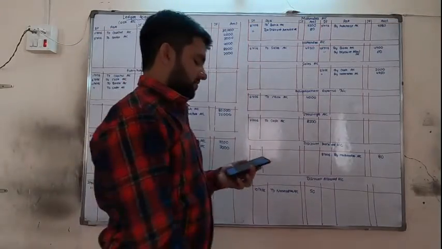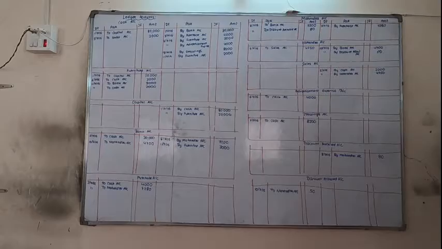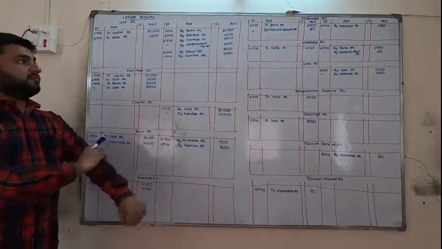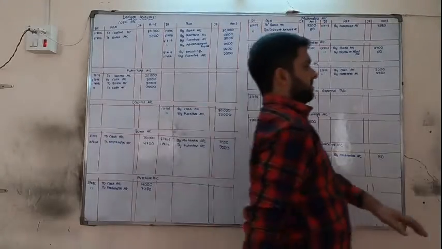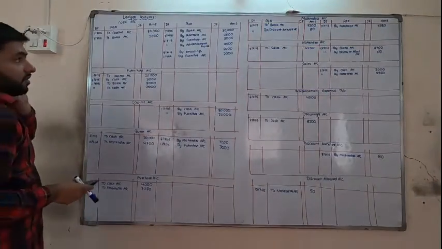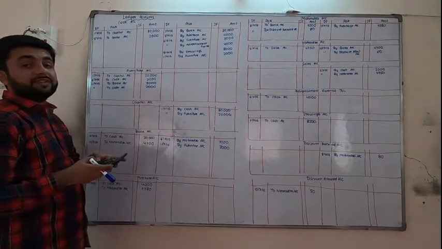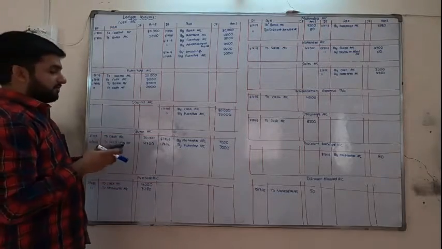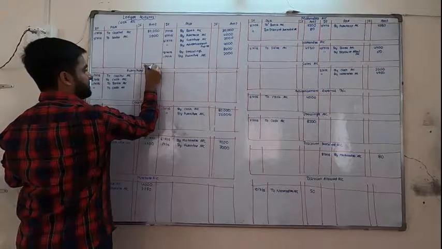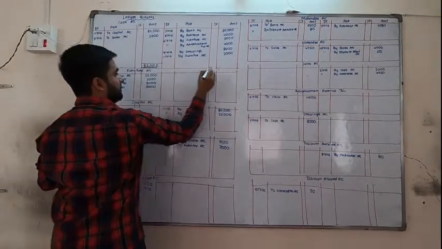Now all the entries are over. Now see, posting is done. Now we have to close down the accounts. Okay? And we have to find the balance. Now as you know, always in cash, debit side is more, because in cash book also we have learned. Total of debit side is 82,000. So take the total in this way, 82,000.